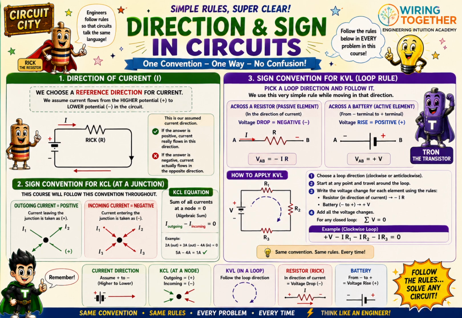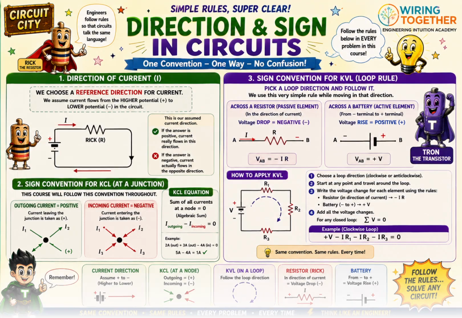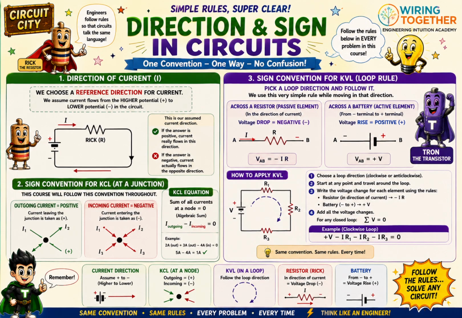Higher to lower. At a junction, outgoing is plus and incoming is minus. And around a loop, you pick one direction and follow the resistor rule and the battery rule the whole way through. Same convention, same rules, every single time. That's how engineers think, and now that's how you think too.